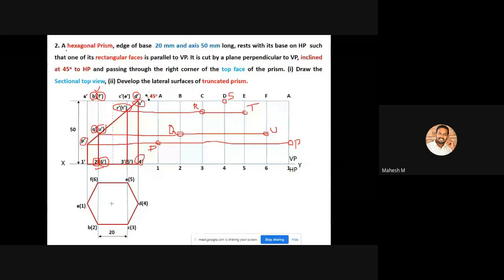If it is a prism or a pyramid, you can connect all the cutting points with a straight line. If it is a cone or a cylinder, you have to connect all the cutting points with curved lines, and also with that you have to use only your free hand. Okay, so here you can connect this with the straight line.